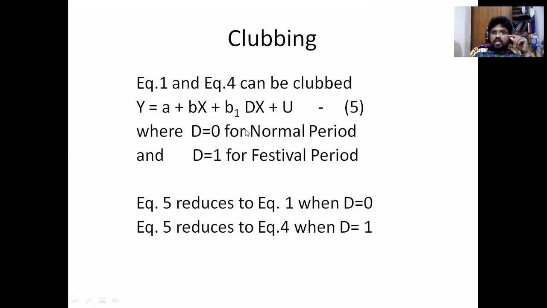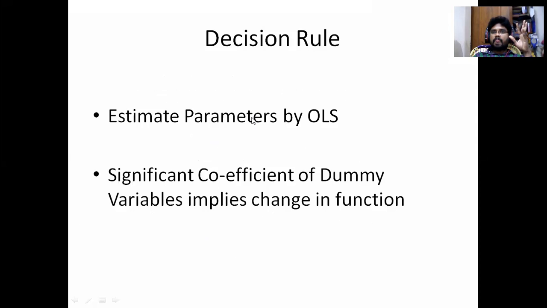As you know, d is equal to 0 for the normal period, and d is equal to 1 for the festival period. So the fifth equation reduces to equation 1 when d is equal to 0, and it reduces to equation 4 when d is equal to 1. So it doesn't matter, you can take this one only. Then after taking that, we can estimate by the OLS method.